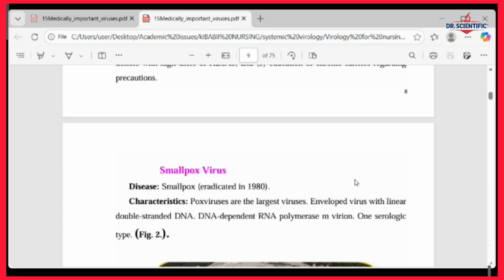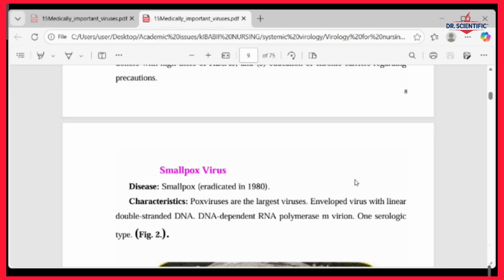The other important virus we can look at is what we call smallpox virus. This smallpox virus causes what we call smallpox viral disease. But the good news is that this smallpox virus was eradicated in 1980, where it was globally declared that we no longer have the infection from smallpox.